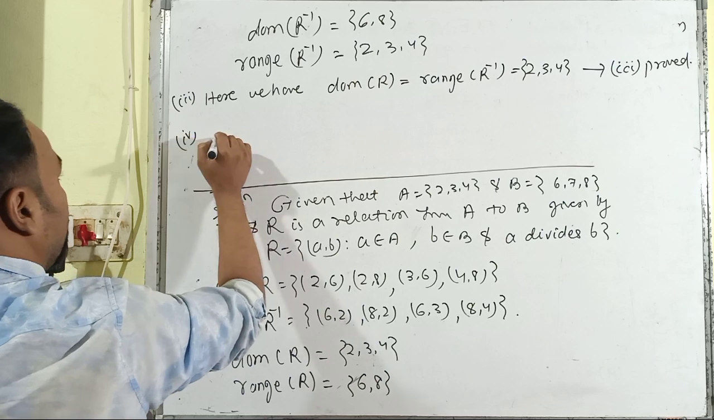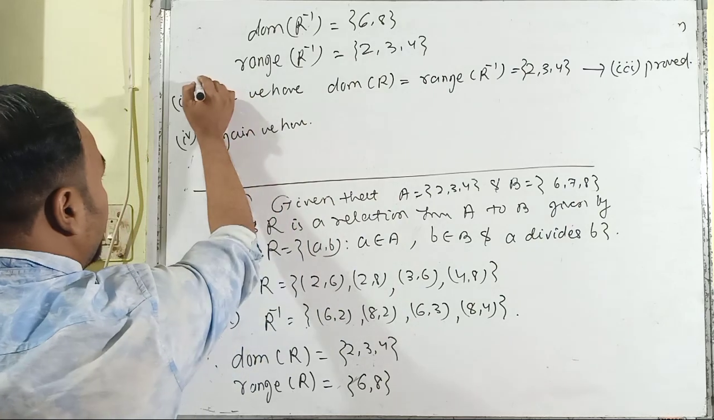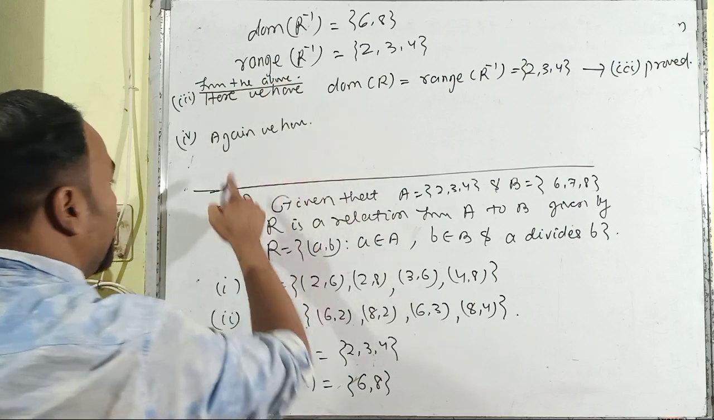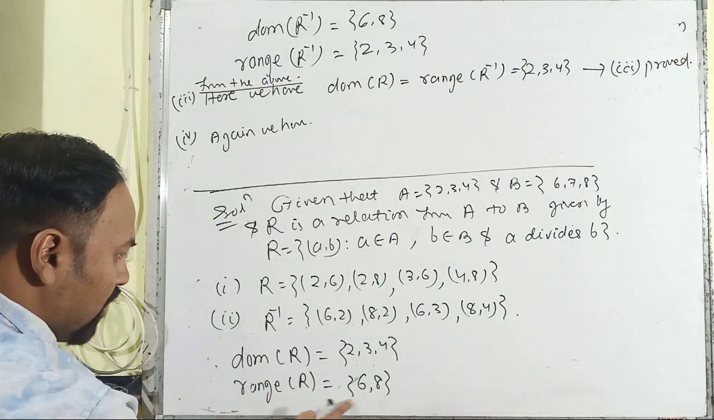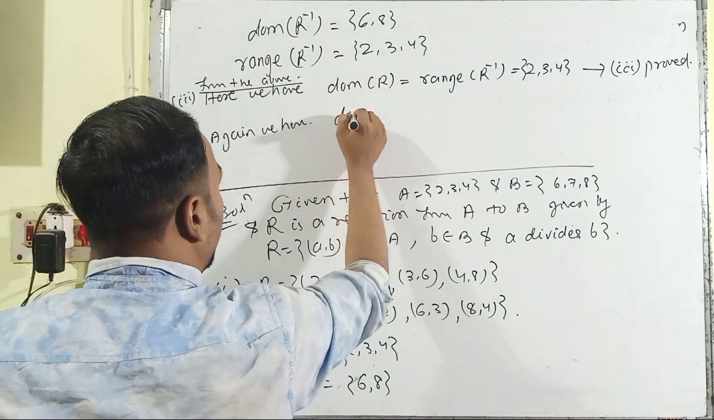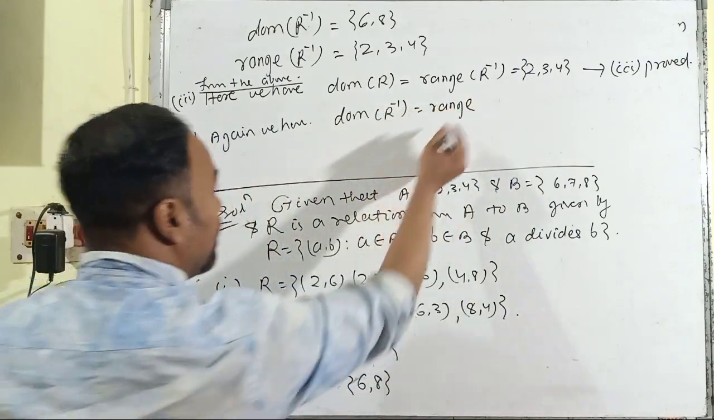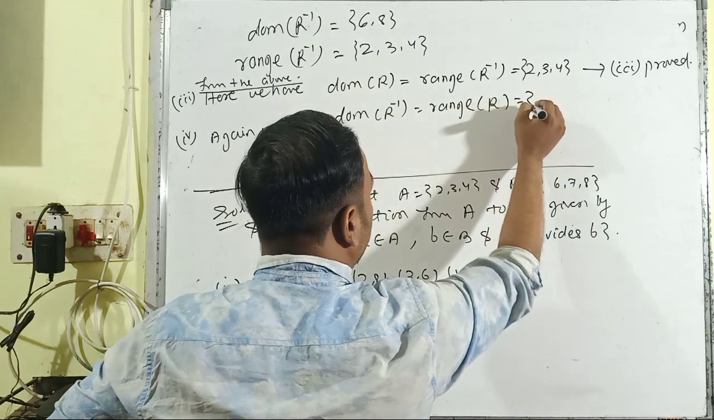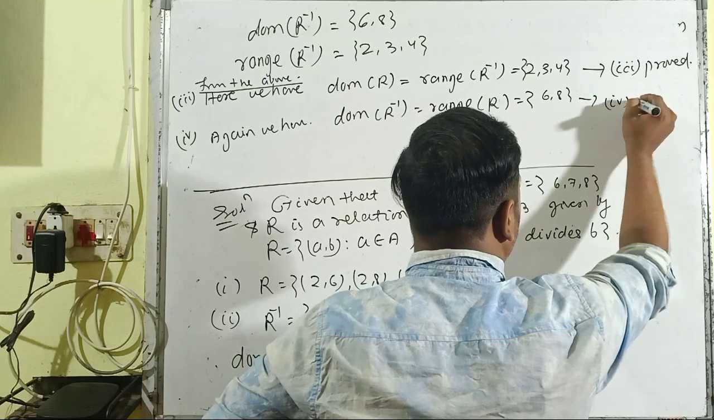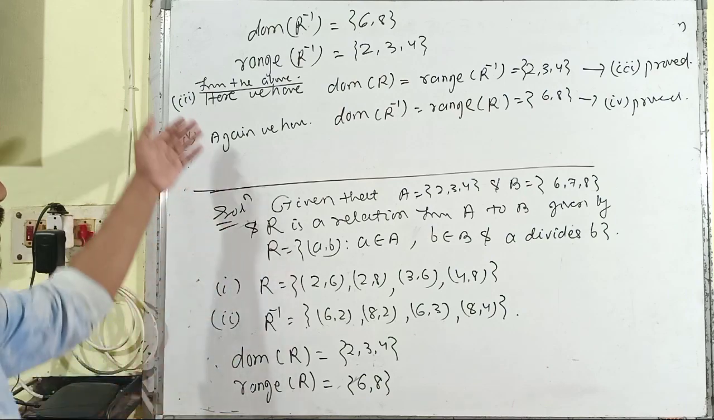Then in the fourth bit, again we have from the above. You can see that range of R is {6, 8}, and domain of R inverse is also {6, 8}. That means domain of R inverse is equal to range of R, and both of those two sets are in the form of the set of the elements 6 and 8. That means IV is proved here. That means the problem has been solved here: the first bit, second bit, third bit and fourth bit.